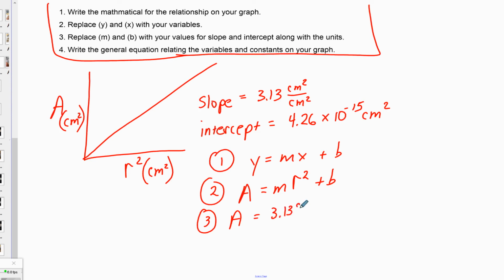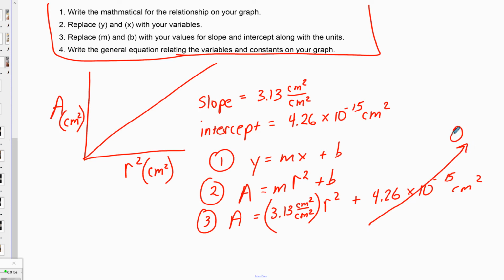What have I got here? Centimeters square per centimeter square, which, yes, I know, completely cancels. So you have a unitless number, 3.13. It should seem very familiar to you from the last lab. Plus b, which is 4.26 times 10 to the negative 15. Okay, well, I'm not going any further in this lab. You can probably guess that 10 to the negative 15, you can make 0.